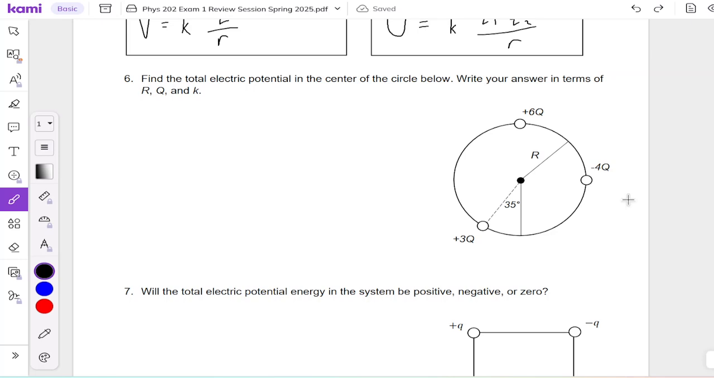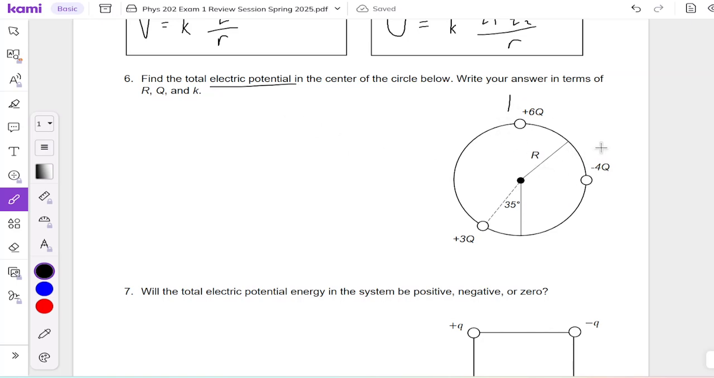By the way, I forgot to mention this. Electric potential, which is V, is the same exact thing as voltage V. Indistinguishable. It's like calling it soda pop versus soda. It's literally the same thing. Okay. So having said that, we want to find the total electric potential from these three charges.